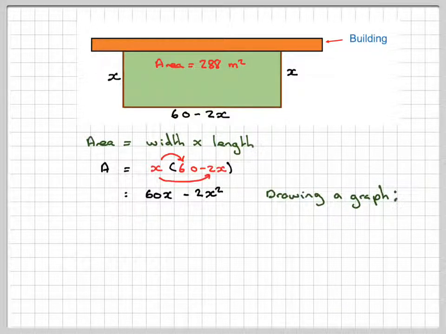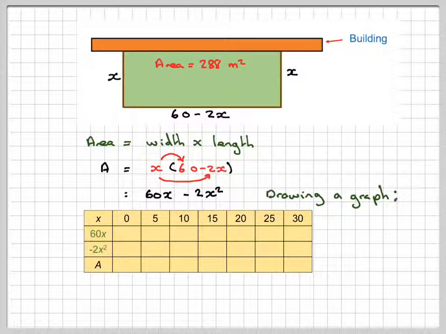So in order to draw the graph, we need to make a table. So we're making a table. We're going to put the x values here. We're going to go up in 5s: 0, 5, 10, 15, 20, 25, 30. I'll stop at 30 because if I put 30 in here, this is going to be 0. And then we need to work down the side here, 60x minus 2x squared.